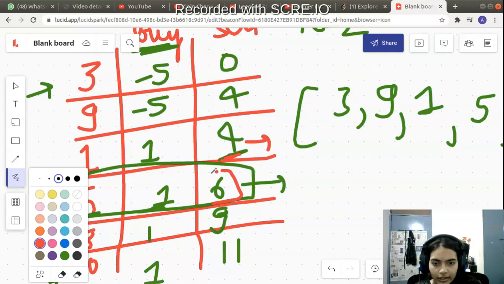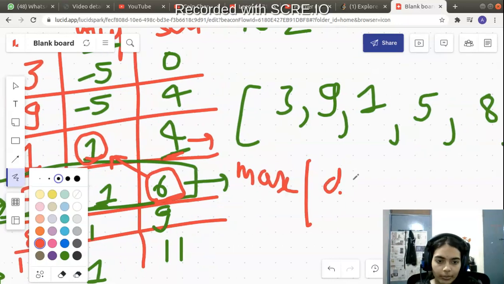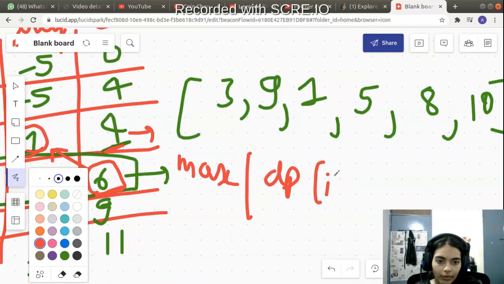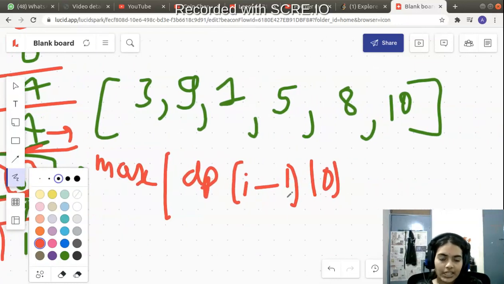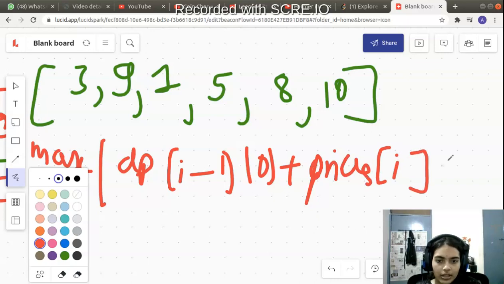In this case, I have to fill this 6 value. How did I get this 6 value? I took the max of either I sell the stock. If I'm selling the stock, I have a stock left from the previous days. So where do I get the data value? I get it from here, dp of i minus 1 comma 0, which gives me the value of the stocks pending from the previous day. Plus, if I'm selling the stock, I will be earning a profit of prices of i.